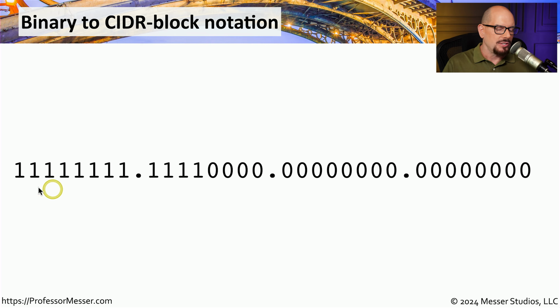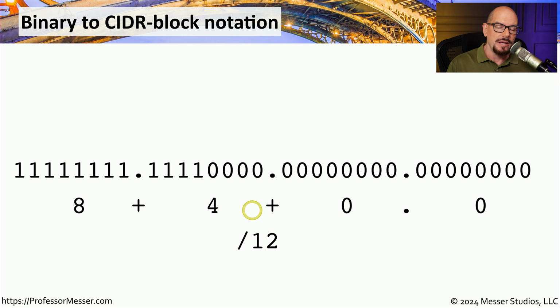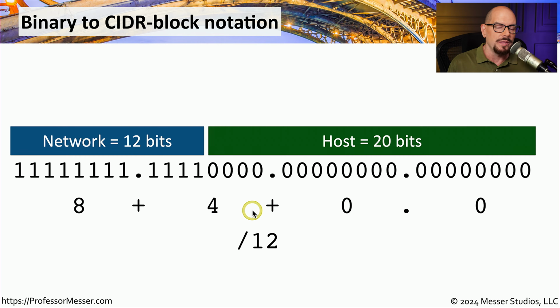In this subnet mask, we have the first octet of all ones, the second octet has 4 ones and 4 zeros, and then the third and fourth octets are all 0. Since we are counting the number of ones, we have 8 in the first octet and 4 in the second octet, and if you count those together, the subnet mask in CIDR notation would be a /12. That means that the first 12 bits are for the network ID and the last 20 bits would be for the host ID.